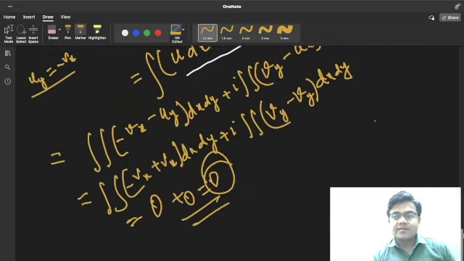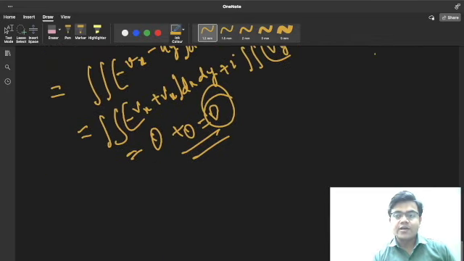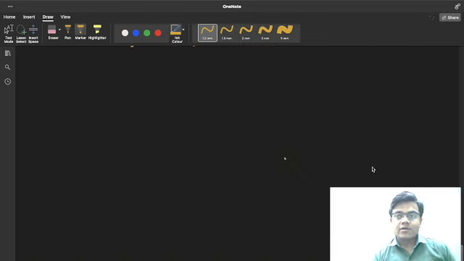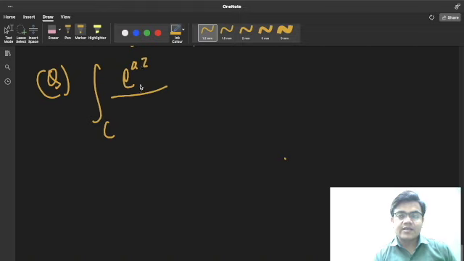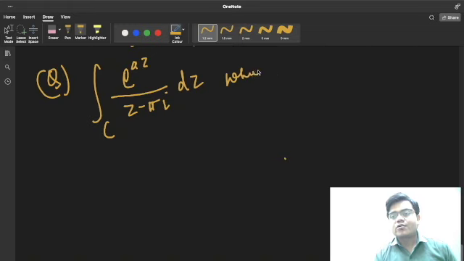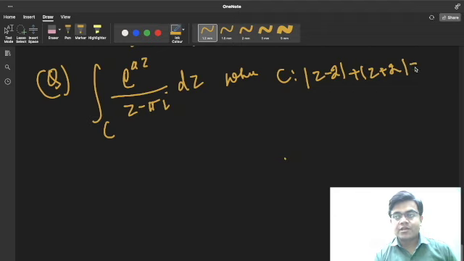Now let's apply this on a question. So let's take a question for Cauchy theorem. All right, so think you have to integrate over the curve C. Okay, and you have to integrate this one, e to the power az upon z minus pi iota, dz, where C is nothing but an ellipse, and it is written as mod z minus 2 plus mod z plus 2 is equal to 6. Okay, this is the thing.